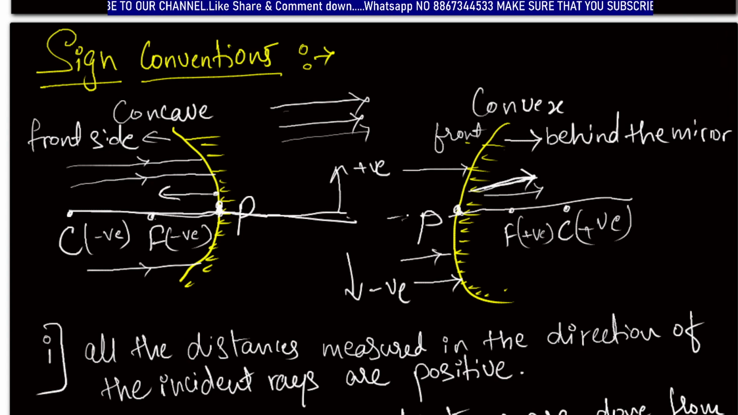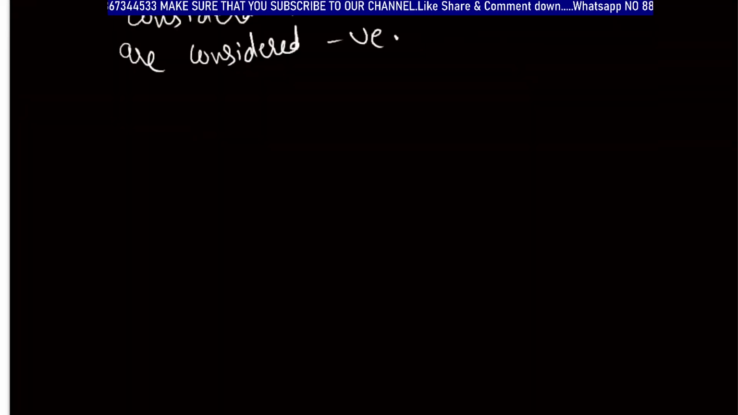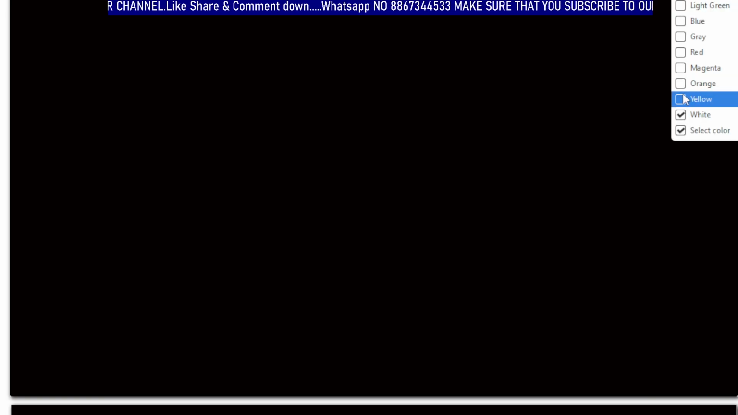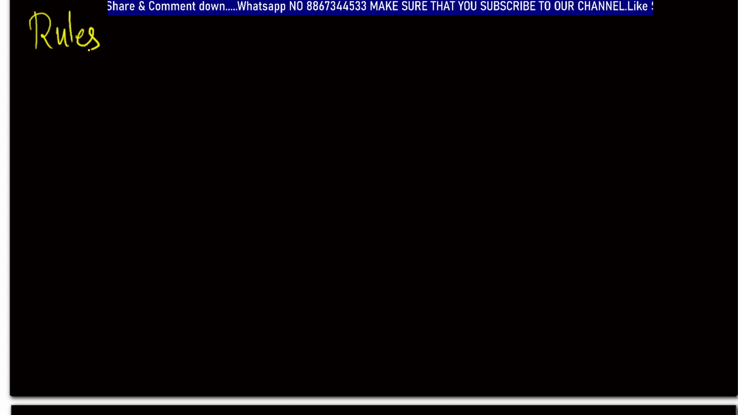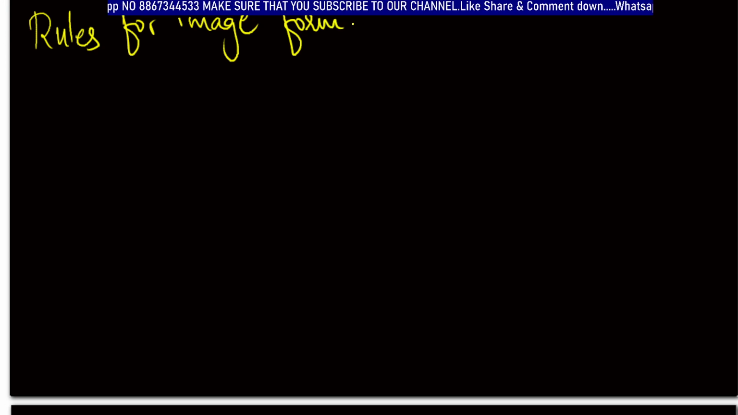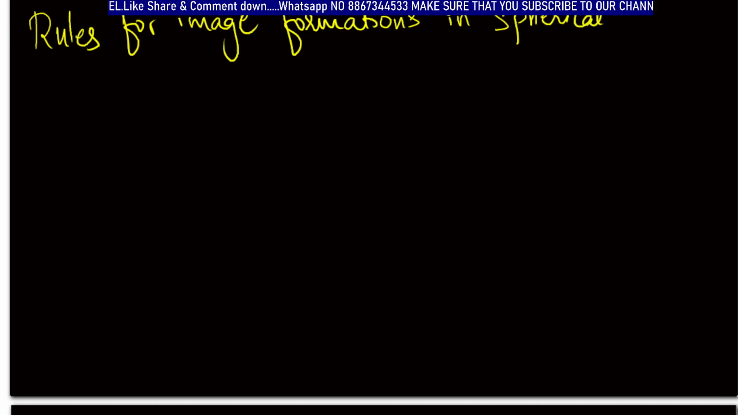Okay, so these are the things, that is sign conventions, these are the rules. Next we will discuss the rules for image formation. We have known the sign convention rules, now we will know the rules for image formations in spherical mirrors.